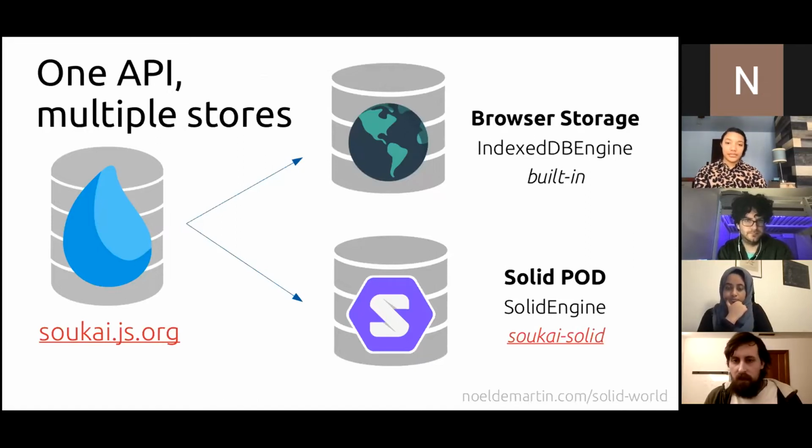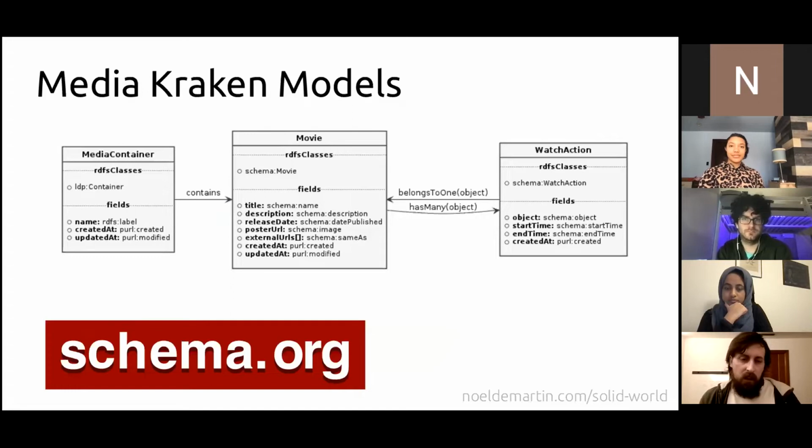And the good thing is that most of the application doesn't know anything about where the data is being stored. Everything is built using the Soukai.js models API, and only a couple of files that take care of these things are the ones who know if you are using browser or Solid pod, right? Here you can see how the models are defined in Media Kraken. The central one is a movie, right? And you can see how a movie has title, description, release date, etc.